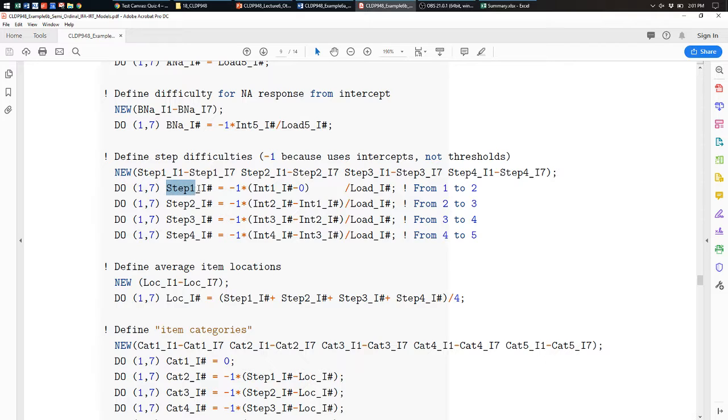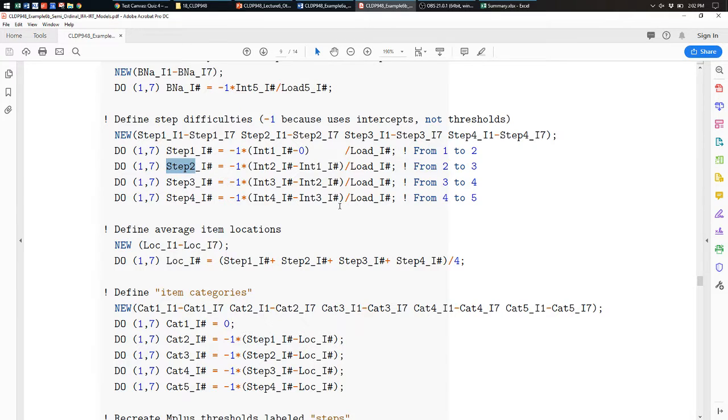So here's the formula for step. The step is, as I said, the location of the trait at which someone will be more likely to choose a higher category. So for example, step 1 is the trait level at which someone will more likely choose category 2 over category 1. Step 2 is choosing category 3 over category 2.